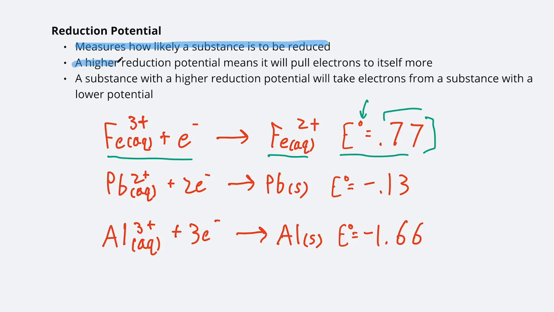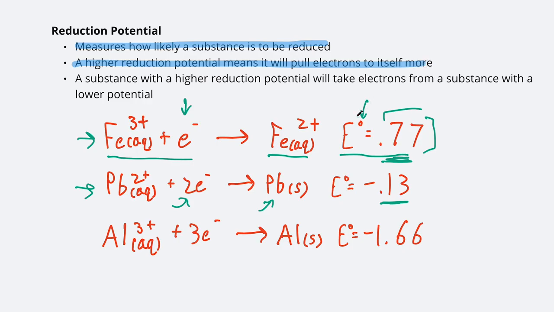The higher a reduction potential is, the more likely that species will be to pull electrons towards itself and get reduced. So iron 3+ is more likely to gain that one electron and become iron 2+ than lead 2+ is to gain those two electrons to become solid lead. And we know that because iron has a reduction potential of 0.77 and lead only has one of negative 0.13. So because iron's is higher, we know that it's more likely to get reduced than lead is.